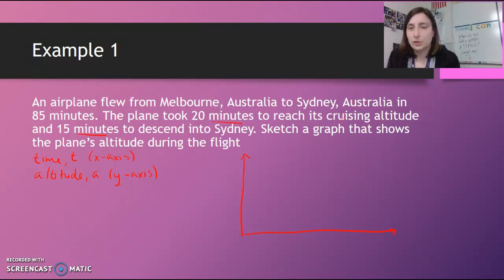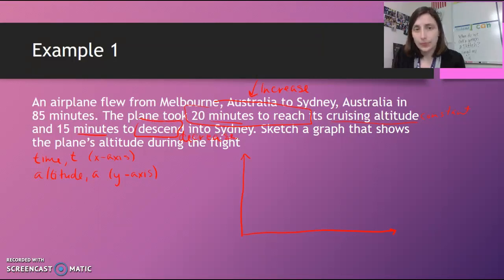Because we talk about a cruising altitude, I need to find these keywords. It took 20 minutes to reach its cruising altitude. So cruising altitude would be the constant. This 20 minutes to reach, this part right here, would be our increase. And then descend is going to be our decrease. So again, this relates back to 7.5 because we are drawing in the increasing, constant, and decreasing intervals.